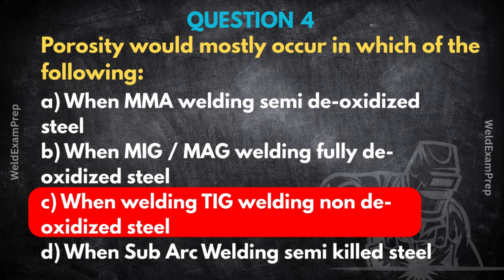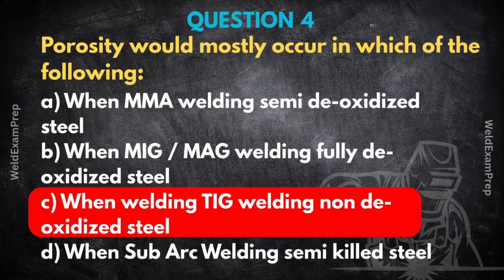So why would using non-deoxidized steel suddenly make it prone to porosity? That sounds a little counterintuitive. It does, but that's the key interaction. Non-deoxidized steels, sometimes called rim steels, inherently contain higher levels of dissolved oxygen and other impurities left over from the steelmaking process. In most other welding processes, MMA, stick, MIG-MAG, sub-arc, you have deoxidizers present. They might be in the electrode coating, the flux core of the wire, or the granular flux itself.